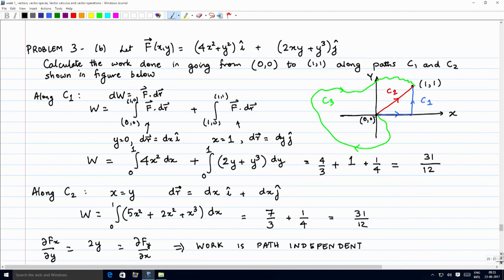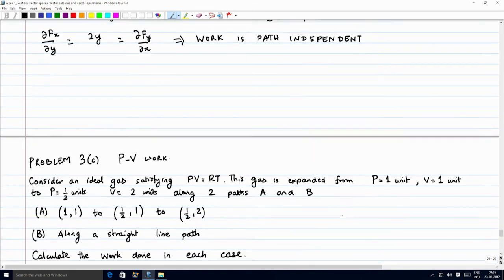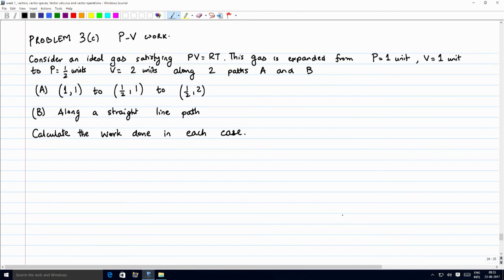Let's now look at another case of path independence that you are familiar with. This is in thermodynamics. So this refers to a PV work, and you might have seen this in your elementary thermodynamics course. In this problem, let us say I consider an ideal gas satisfying PV equal to RT. This gas is expanded from P equal to 1 unit and V equal to 1 unit to P equal to half units and V equal to 2 units along two paths A and B.